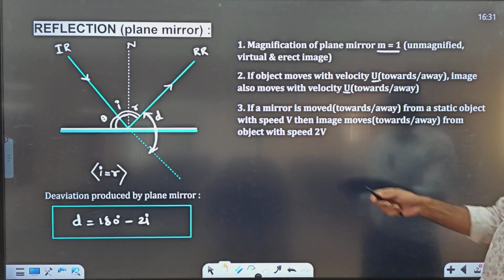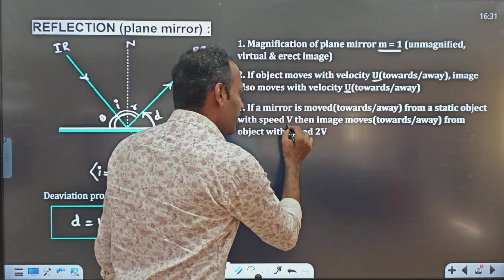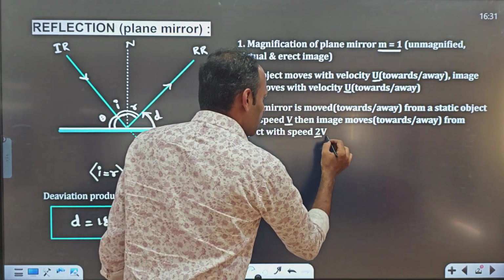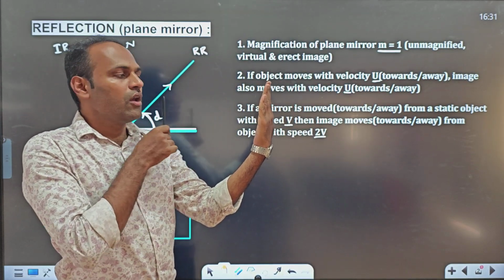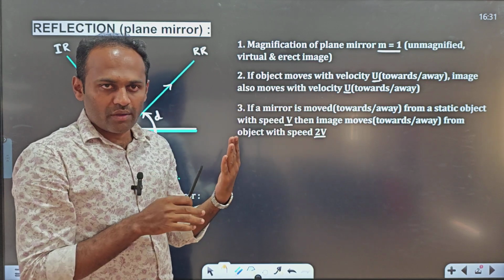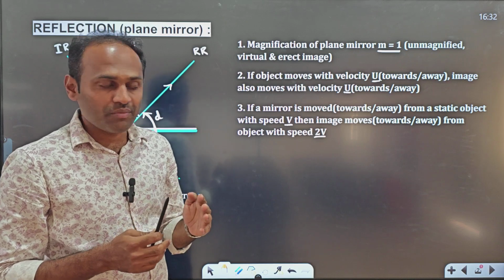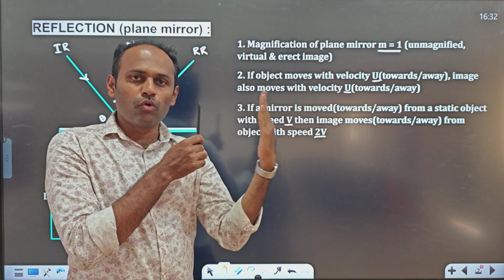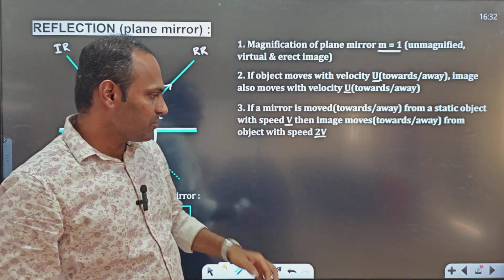Next point is, if a mirror is moved towards or away from a static object with speed v, then the image moves towards or away from the object with speed 2v. See, when the mirror was static and the object was moving, with whatever velocity the object was moving, the image was moving with the same velocity. Now the object is static and the mirror is being moved, right? So if the mirror moves with v, the image moves with 2v. That is the meaning of this point.